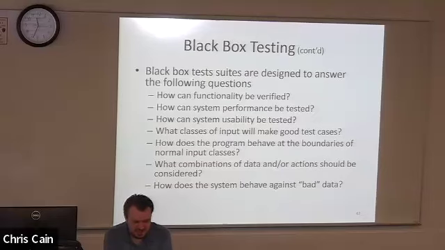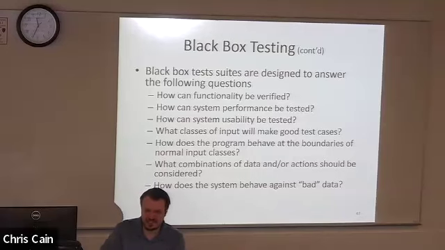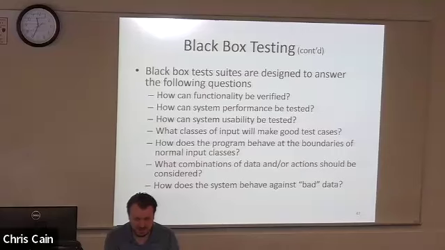Which potential classes of input make for good test cases? What happens at the boundary of normal input classes? This is, again, if you have a Boolean that changes from true to false at the value 5, test 4, 5, and 6 right by that boundary to make sure that the less than or equal to 5 works, the not less than or equal to 5 works, and the exactly equal to 5 works. So testing right at the boundary. What happens when you give it something that is right on the edge of a branch?